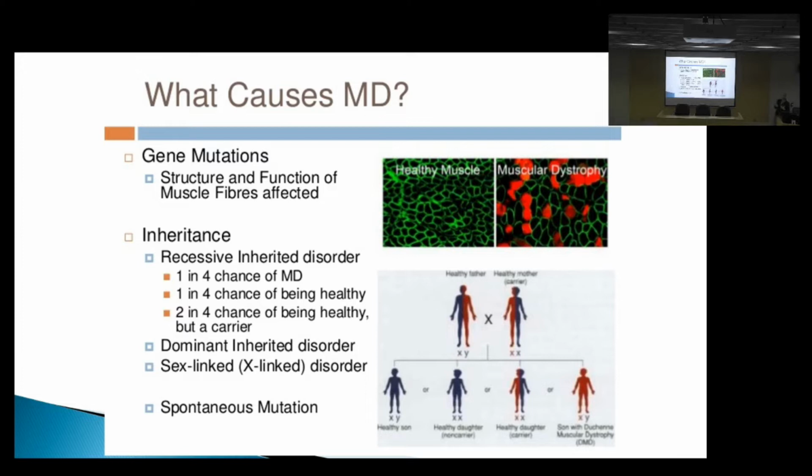Now, as I explained, what causes muscular dystrophy is gene mutations affecting the proteins involved in the structure and function of the muscles. The inheritance is very variable: it can be recessive, like Duchenne muscular dystrophy, it can be dominant disorders, it can be X-linked disorders, and sometimes it's not a particular type of inheritance. I mean, there is nobody in the family to link with. It's just a spontaneous mutation that is happening.